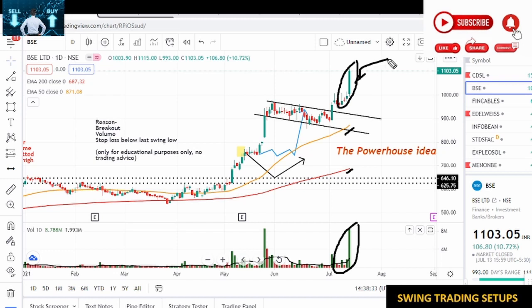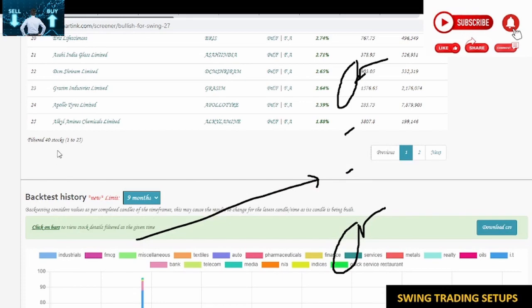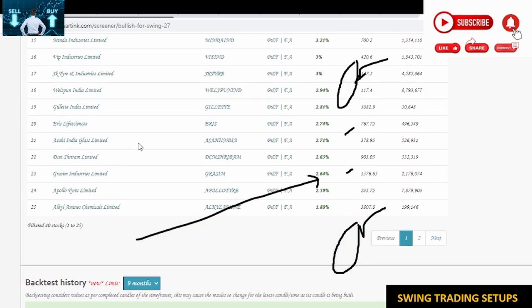We have found a breakout stock with good volume, with an uptrend, by just a click, and not just one stock. We have found so many stocks. If I show you the number, there are 40 stocks which we have found, and you need only 2 or 3 to be profitable. Now let us take another example.